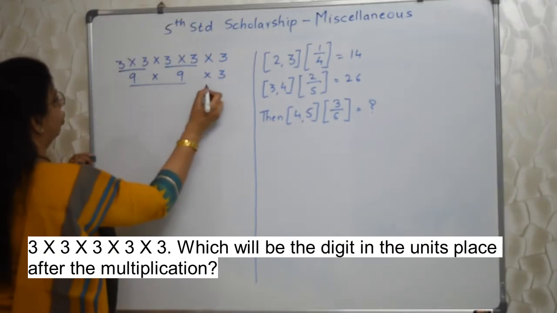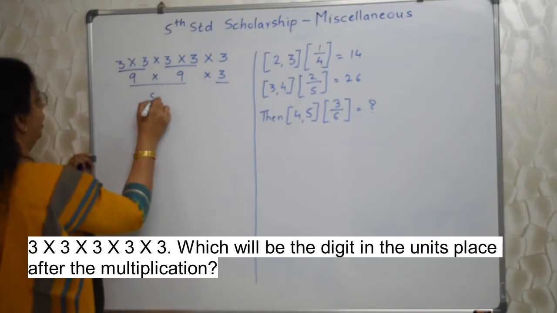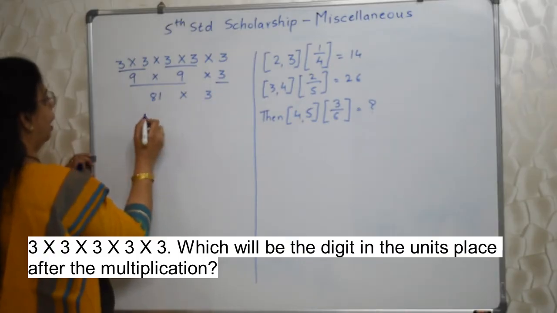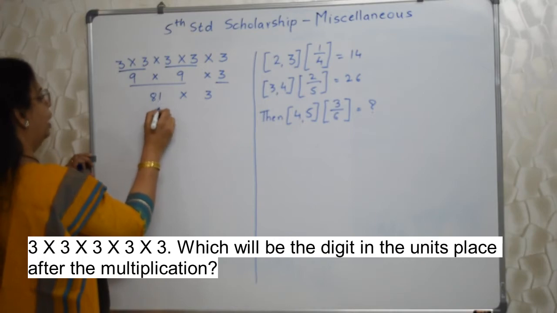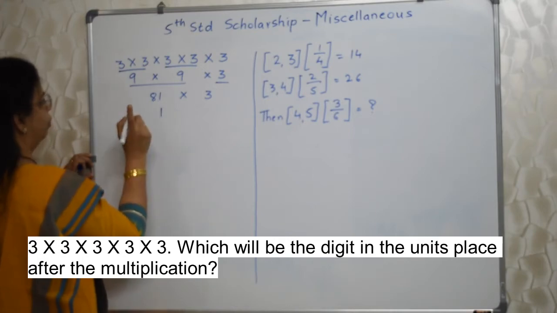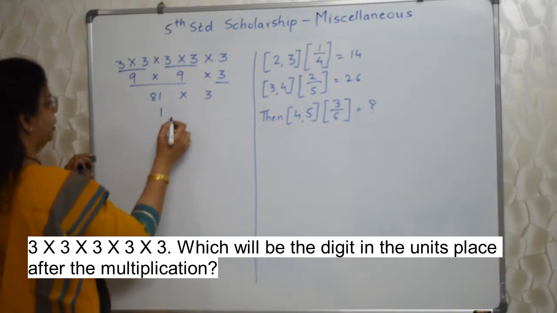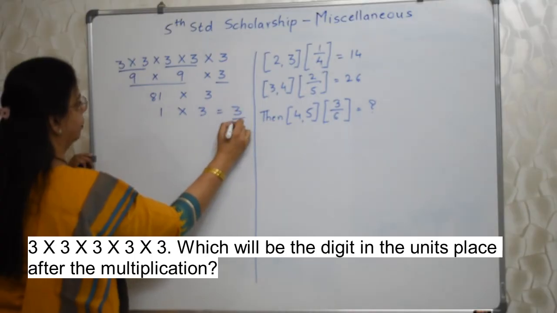Now again make a group of 2 and this one. Okay. 9 into 9, 81. Into this 3. Now this number is 2 digit. Now take only the units place. I told you the units place is going to help you. Take only the units place. No need of the tens place digit. Into 3. Answer is 3.